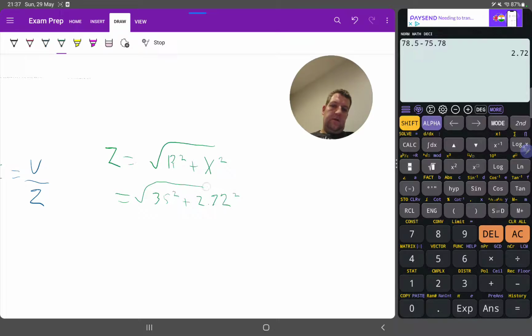2.72 squared. So we'll put that in the calculator. So the square root symbol in the middle there. 35 squared plus 2.72 squared. So the key thing to this, guys, make sure it all falls underneath the square root and we're not square rooting part of it. And you see the answer is just slightly above 35.